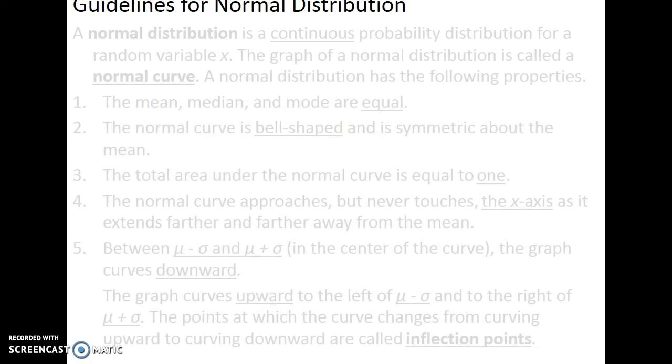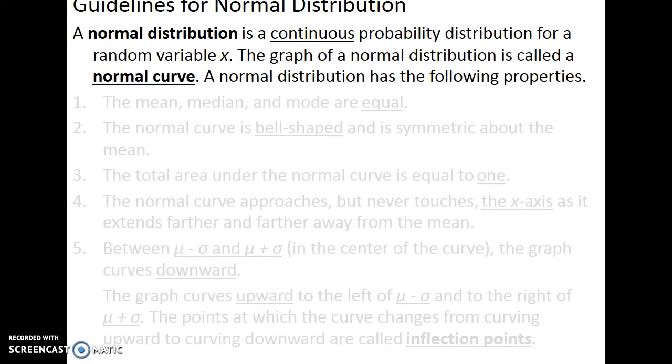So first of all, the guidelines for your normal distribution. A normal distribution is a continuous probability distribution for the random variable x. It's continuous, meaning we're not going to make histograms. It's not going to have these bars. It's going to be one smooth continuous curve. This is called the normal curve. It's a normal distribution. That's just the name of it. It's going to be symmetric, so your mean, median, and mode are all equal. They're all in the middle.